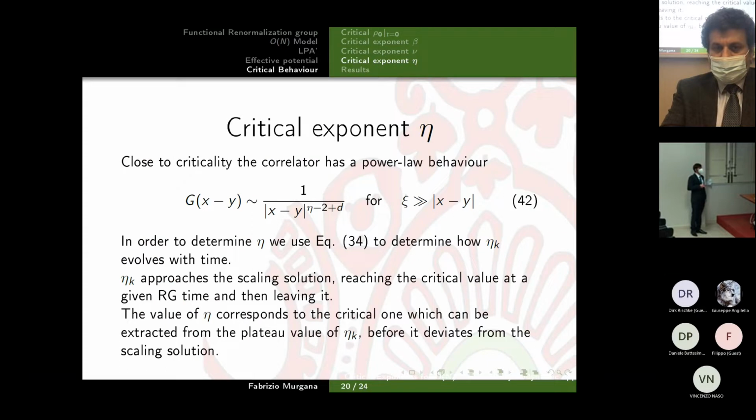The last exponent we miss is eta. And in this case, you just refer to the behavior of the correlator, of the propagator close to criticality, which goes as a power law again. And you can extract the value of eta just looking at the behavior of eta k. Because as with all the quantities, it reaches a scaling behavior, which means a k-independent behavior. And in principle, it should go with this critical behavior up to k equal to 0. But since we have a finite approximation for the critical value of the fields, we always end up with eta k which reaches a plateau and then deviates from it upward if we are in the broken phase, or downward if we are in the symmetric phase.